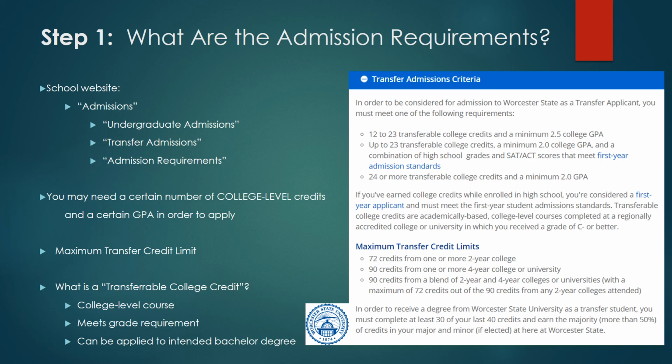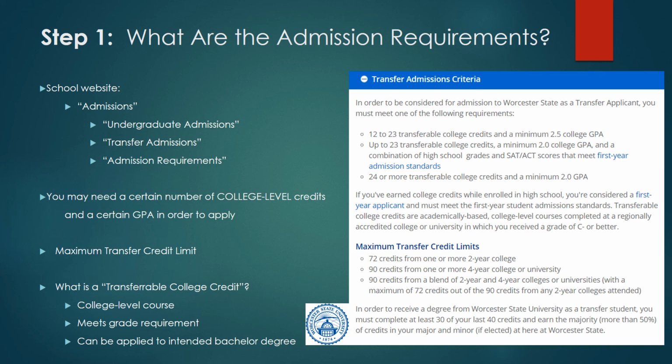So for 12 to 23 transferable college credits, a student will need a minimum of a 2.5 GPA in order to apply. But up to those 23 transferable college credits and a minimum of a 2.0, students will need to send in high school grades as well as SAT or ACT scores. With 24 or more transferable college credits and a minimum of 2.0 GPA, students will not have to send in high school grades or SAT, ACT scores.